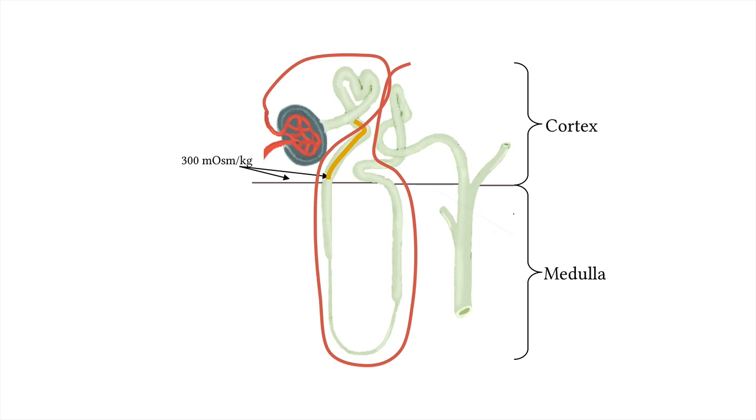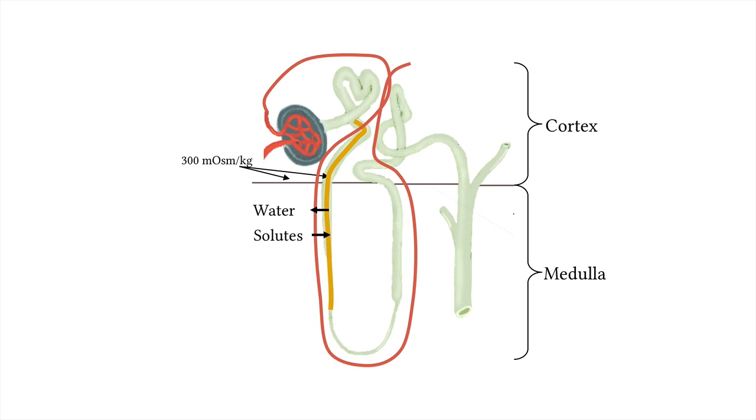Beginning at the descending loop of Henle, the filtrate inside it has a solute concentration similar to interstitial fluid, or 300 milliosmoles per kilogram. Now, the descending loop is permeable to both water and solutes, but here in the cortex there's no movement of material because of similar concentrations of materials. As the loop travels down into the medulla, the interstitial fluid around it becomes greater and greater in concentration of solutes. This will cause water to travel out of the descending loop via osmosis. It will also draw solutes into the loop via diffusion.